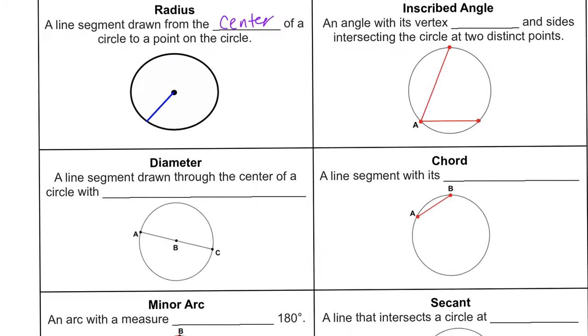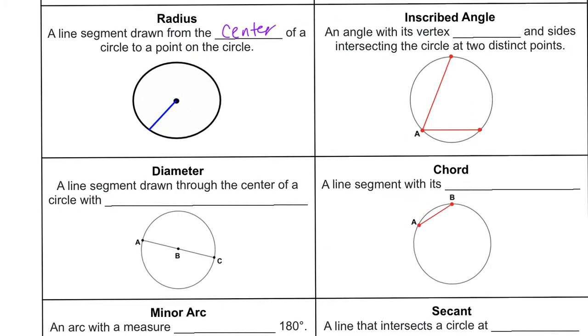Next on the list is a diameter. A diameter is a line segment drawn through the center of a circle again, but this time both of the end points are on the edge of the circle. So A and C, you can see, are the end points. They're on the edges of the circle. B is at the center, and the diameter goes right through the middle.